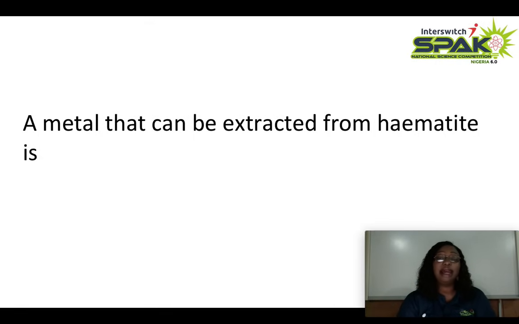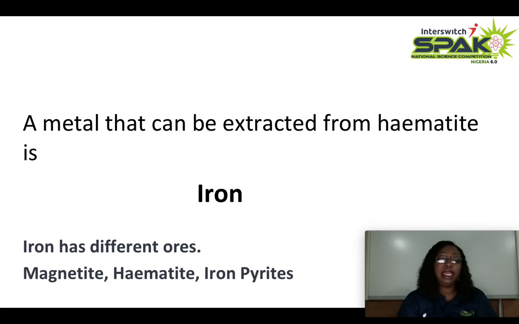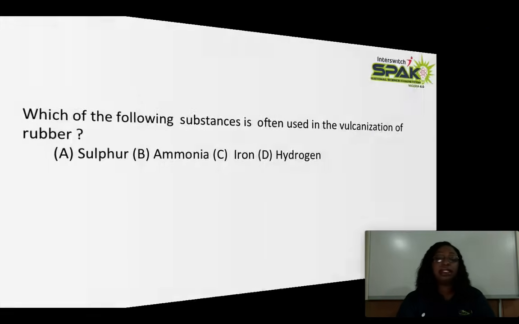A metal that can be extracted from hematite is iron. Iron is a metal that can be extracted from hematite. Other ores of iron are magnetite, hematite, and iron pyrites.